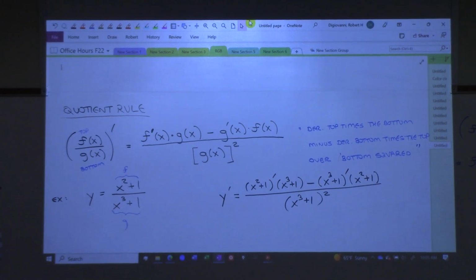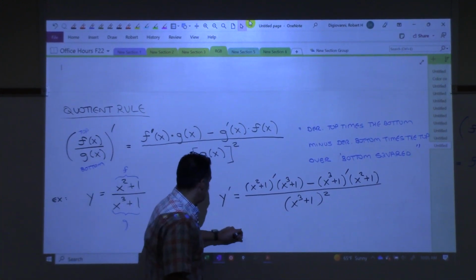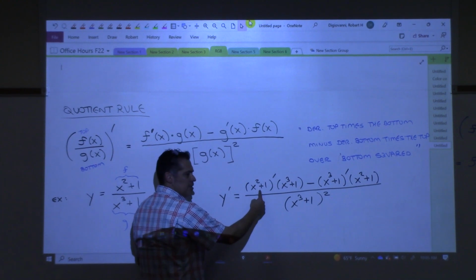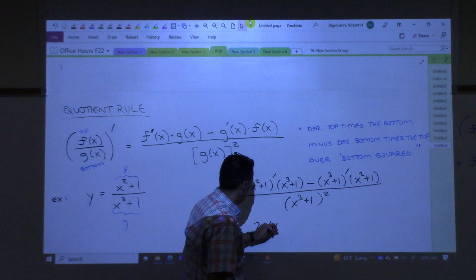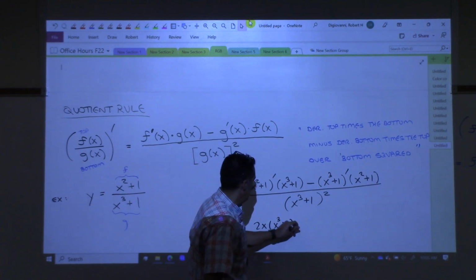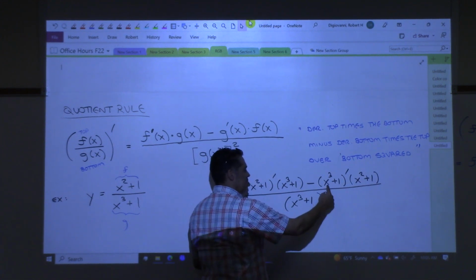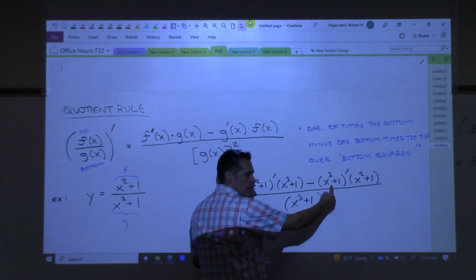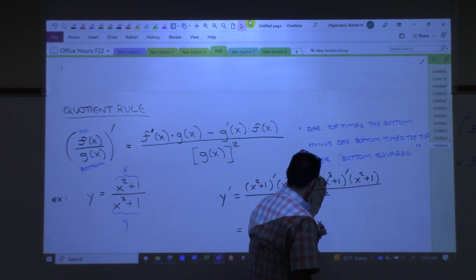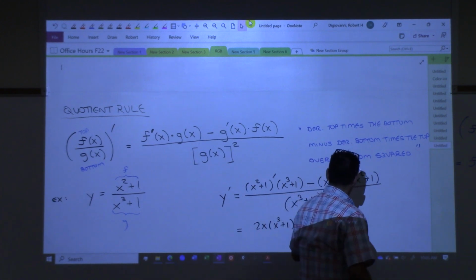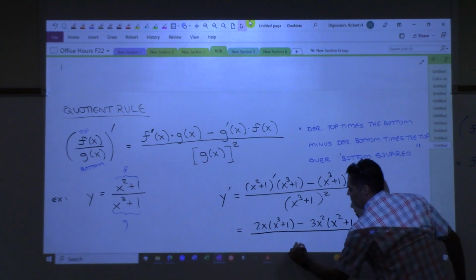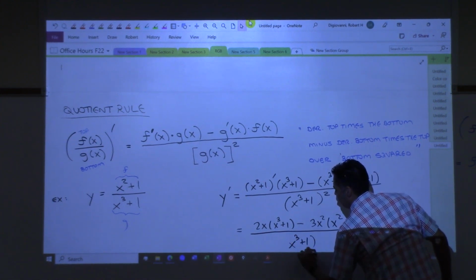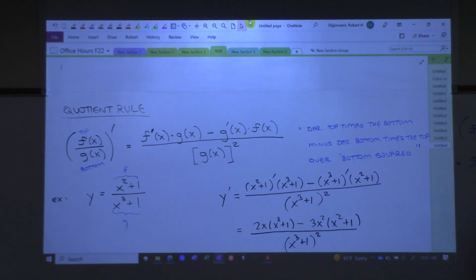As far as taking derivatives, I'm just going to do this real quick. The derivative of this is just 2x, parenthesis x cubed plus 1, minus the derivative of this whole thing, which is 3x squared, parenthesis x squared plus 1, and then the whole thing over x cubed plus 1 squared. There it is. That's the raw derivative.